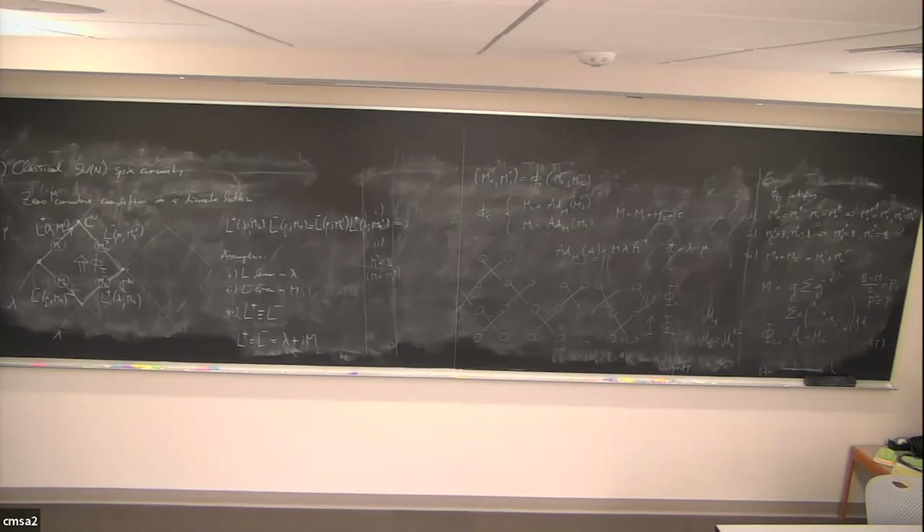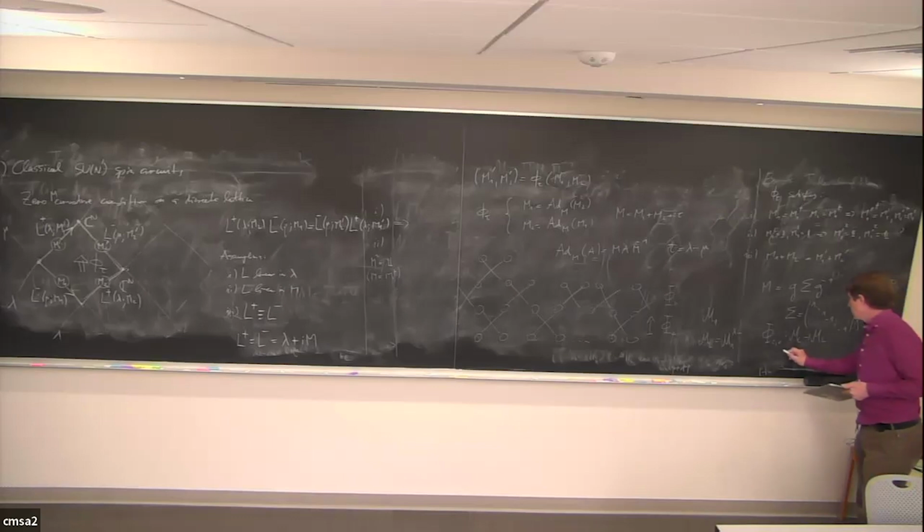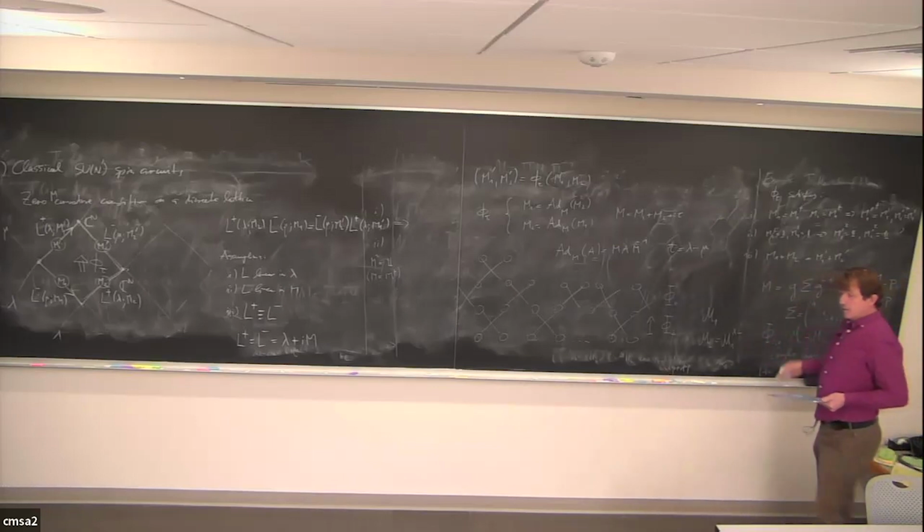So you can identify this space, if you fix k, with the space of Hermitian projectors with a certain rank k, of dimension n and rank k. And this space is well known. It's known as the complex Grassmannian space, the Grassmannian.